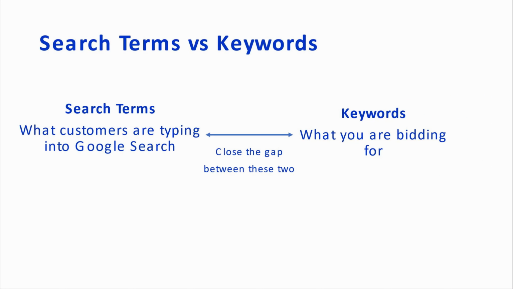Before that, I just want to touch on one concept, which is search terms and keywords. Search terms are different from keywords, because search terms are what customers are searching for, and keywords are the keywords that you are bidding for. So normally there's a gap between these two.